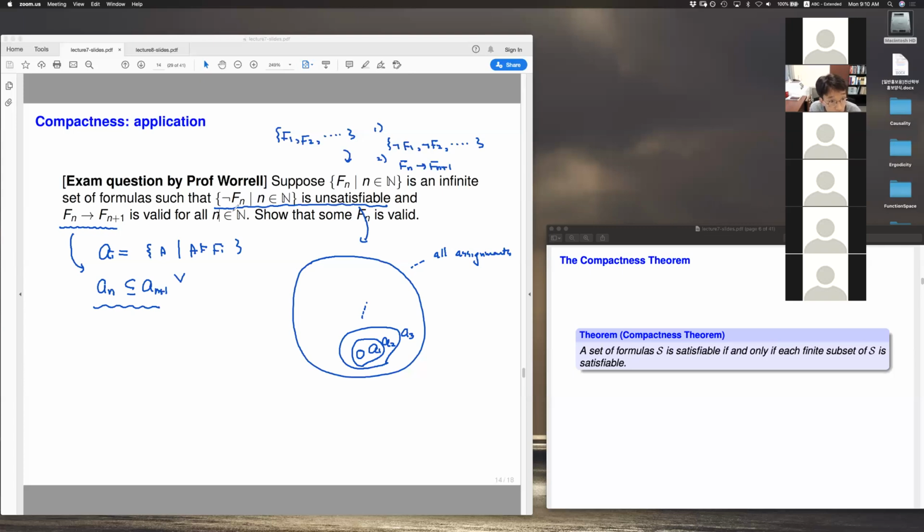The other relationship says that if you collect all the negations of Fn, that becomes unsatisfiable. What does that mean? The assignments that make the negation of Fn true are those that don't satisfy Fn, which is An's complement. Since this set is unsatisfiable, the intersection of all these complements is the empty set. That's what this condition is telling us.